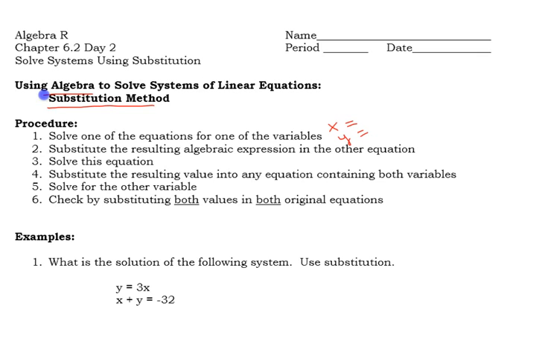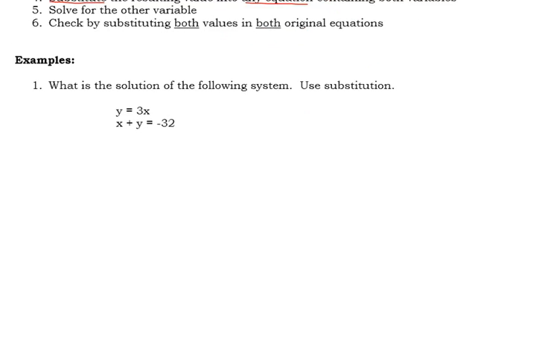After you solve for an x or y in the first equation, you substitute that expression into the other equation. And you're going to solve that equation. You're going to get either an x value or y value that you're then going to substitute into any one of the other equations that has both variables and solve for the second variable. And then we're going to do a check by substituting both values into both original equations. Now let's take a look at the first example.